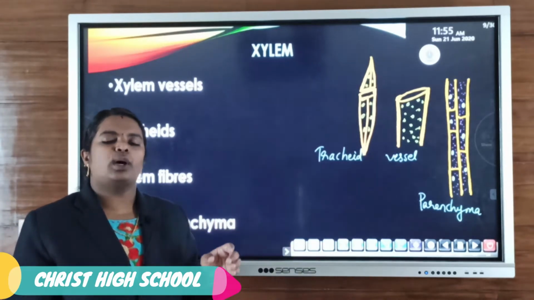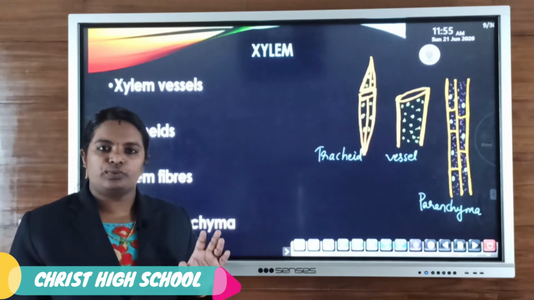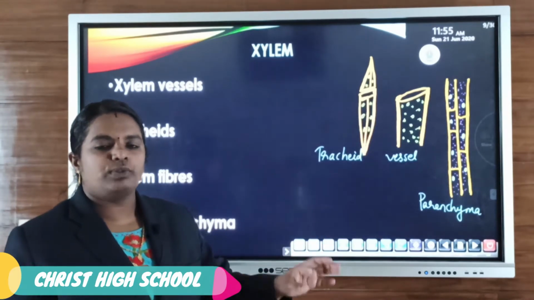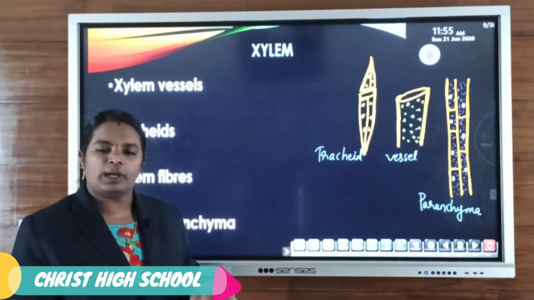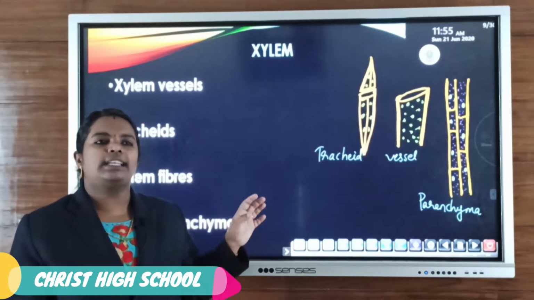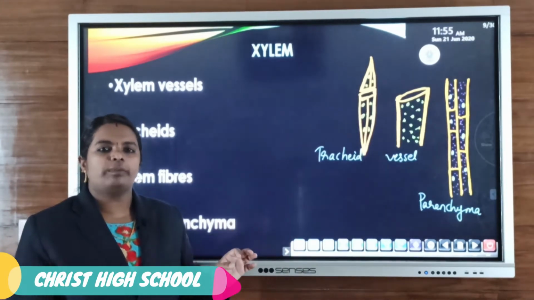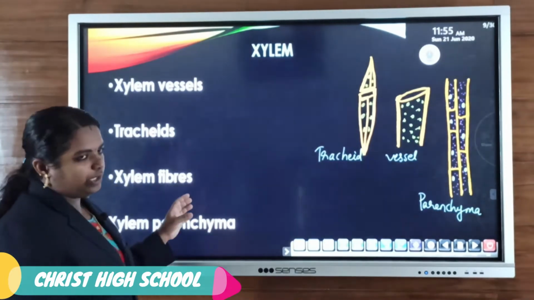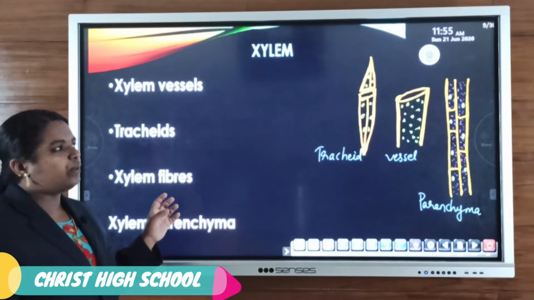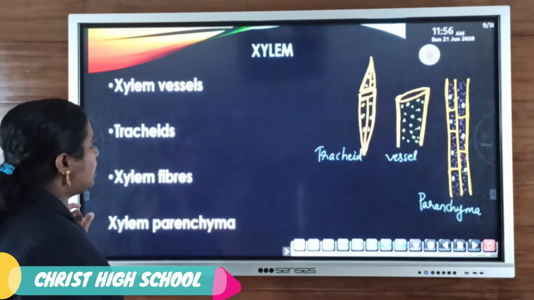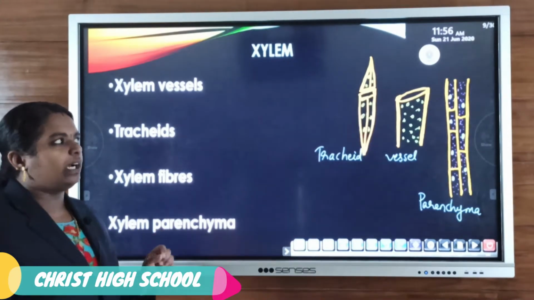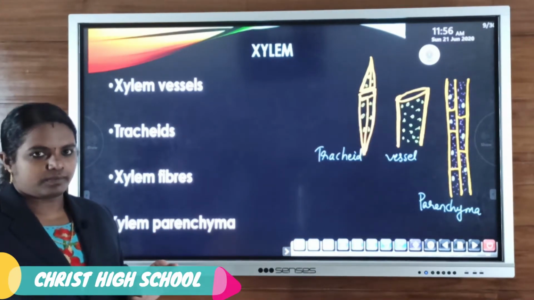On the other hand, phloem helps in the translocation of food, which is synthesized in the mesophyll cells of leaves, from leaves to other parts of the plant. So both xylem and phloem mainly form the conducting or transporting tissues. First we will discuss xylem. The main function of xylem is conduction of water and minerals.